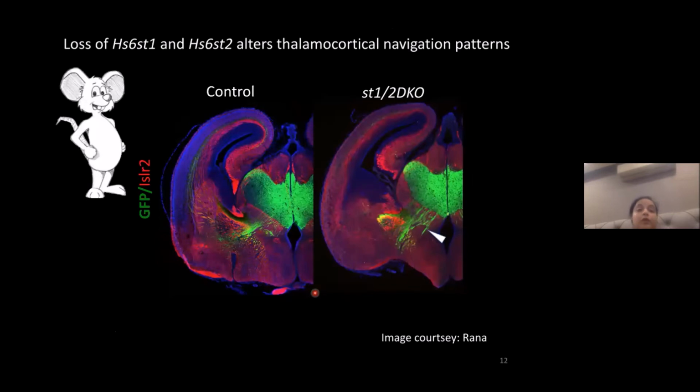Thereafter, we looked into what is the phenotype of ST1 and ST2, which is a short form of the enzymes HS6ST1 and 2. So this again is a coronal section of our mouse brain at developmental stage E14, embryonic day 14. And again, this GFP marks the thalamus. What we see here is a considerable amount of green axons, that is thalamocortical axons going to the cortex. But in the double mutant, that is, they don't have the 2 isoforms of the enzyme, there seems to be almost no cortical axons going out from the thalamus.